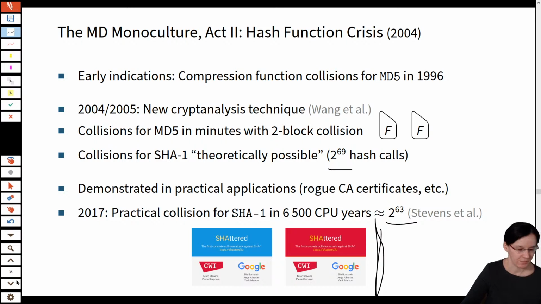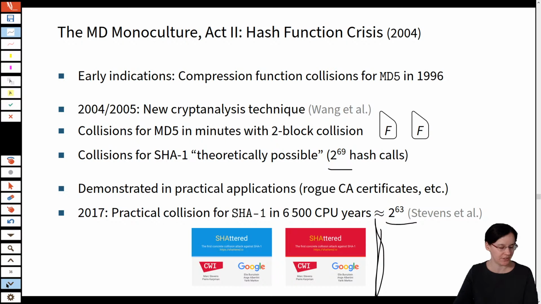So these sort of attacks actually had some real financial ramifications for some people, because this Flame malware was used to attack, for example, relevant infrastructure and things like power plants. Okay, so all of these things sort of showed that the Merkle-Damgård monoculture that had been prevalent until this time was a bit of a problem.